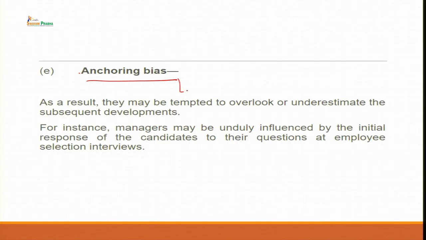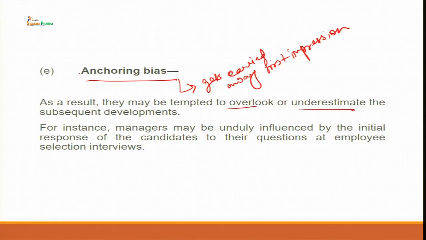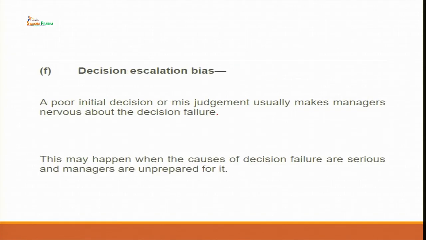Then comes anchoring bias. This bias occurs when the manager gets carried away by their first impression in decision making. As a result, they may be tempted to overlook or underestimate subsequent developments. For instance, managers may be unduly influenced by the initial responses of candidates to their questions at an employment selection interview, and later they do not realize how much substance there is in the candidate or whether they are suitable for that position.